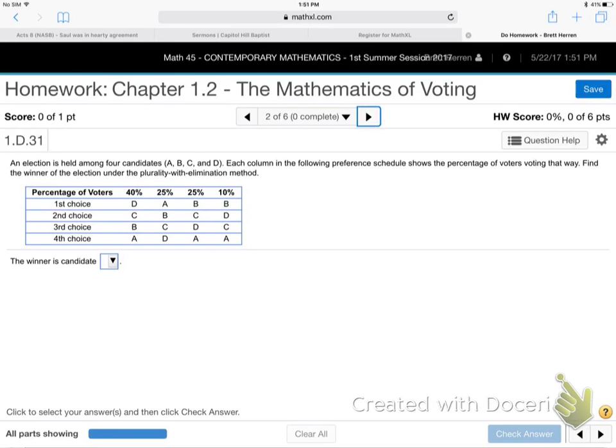All right, want to try that? So let me let you do a little bit instead of me just cranking out. See if it's making sense for you. So we're doing the plurality with elimination. So do your round 1.